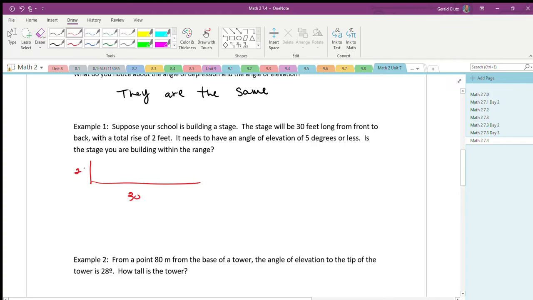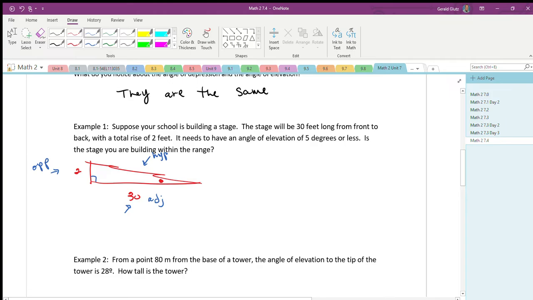So it goes up 2 feet. That's not a very straight line. So we need to figure out if this angle of elevation here is 5 degrees or less. So if they're using these two dimensions, if I'm looking at this angle, this is the hypotenuse because it's the 90-degree angle. So the hypotenuse is always opposite of the 90-degree angle. So here are the two legs. If I'm talking about this angle, this leg is adjacent because it's touching the angle, and this one's opposite. So we know they have given us the opposite side and the adjacent side.